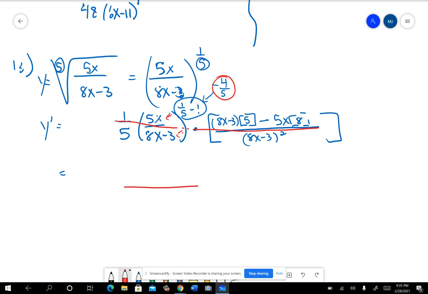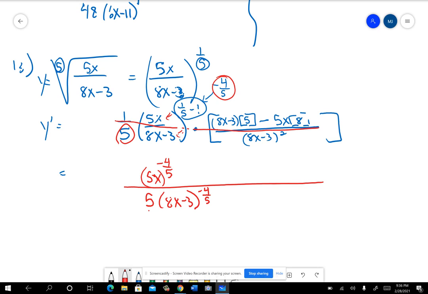So I would probably next kind of think of it like that. I would have 5x raised to the -4/5. And then down here, I have a 5, this 5, and then the 8x minus 3 that's being raised to the -4/5. Okay. That 5x should be in parentheses on top. That whole thing is being raised to the -4/5. And that's a 5, not a 3. It's just my pen is not good.